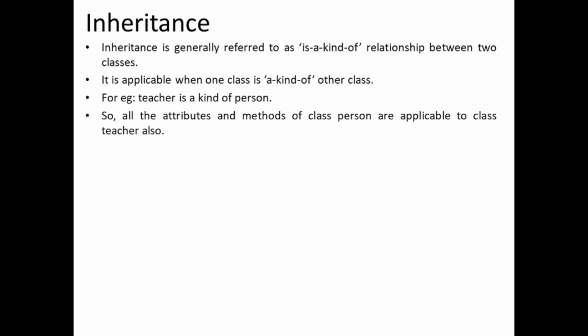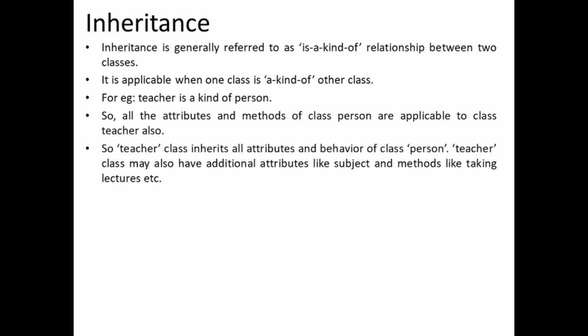So all the attributes and methods of class person are applicable to class teacher also. So assume that there are two different classes, one is person class and another is teacher class. Common attributes are defined in person class, name, address, all that. In teacher class, we can put some special attributes like subject. Now if we create inheritance between these two, then the teacher class automatically inherits all the attributes and methods of person class. That is known as inheritance.